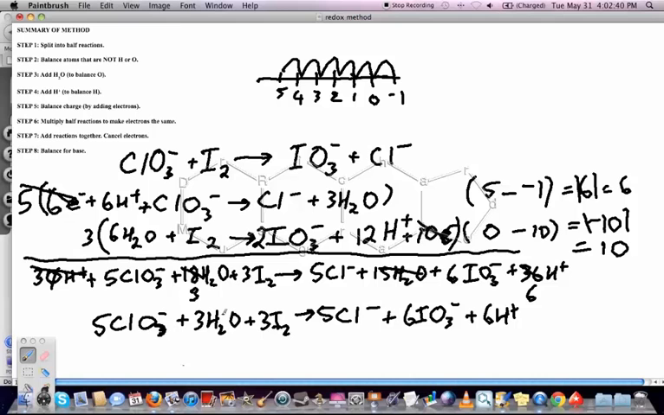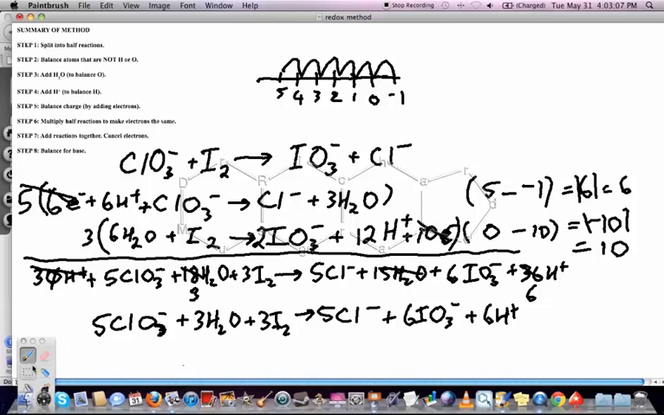Oxygens, we've got 15 plus 3 is 18. Here we've got 6 times 3 is 18. That's good. Iodines, 3 times 2 is 6. This is 6. And we've got hydrogens, 3 times 2 is 6, and 6 here. So everything looks like it's good, so this is okay to be balanced for acid.